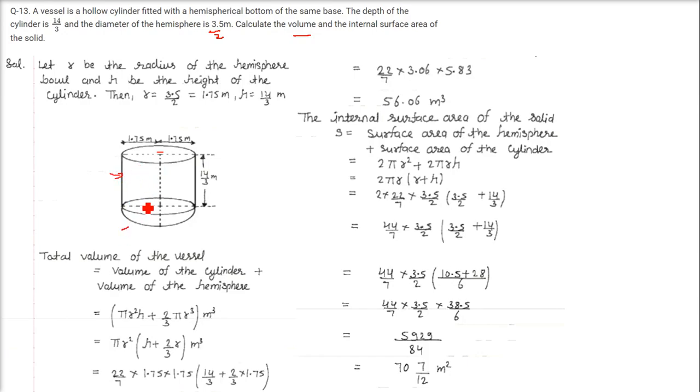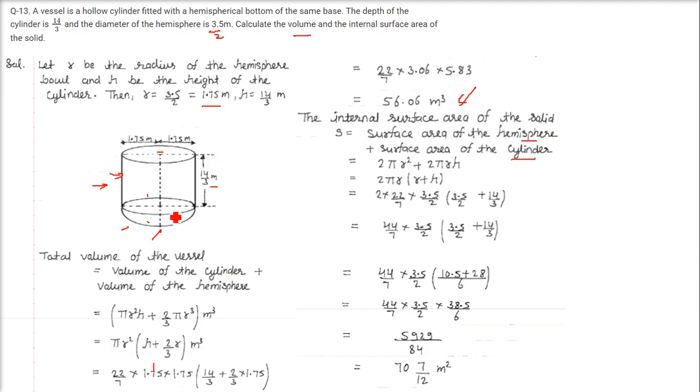So we'll take this part and this part, take the volume, add them. Also, we will take the surface area of the hemisphere and the surface area of the cylinder. First of all, the radius, as I said, is 3.5 by 2, because 3.5 is the diameter. It is going to be 1.75, and the height will be 14 by 3. So total volume will be the addition of the volume of these two. So this volume will be pi r square h. R will be 1.75. Height is 14 by 3. And for this hemisphere, it will be 2 by 3 pi r cube, with radius again 1.75. Just add them, it is going to be 56.06.